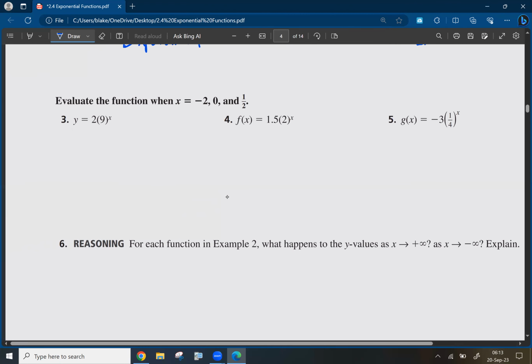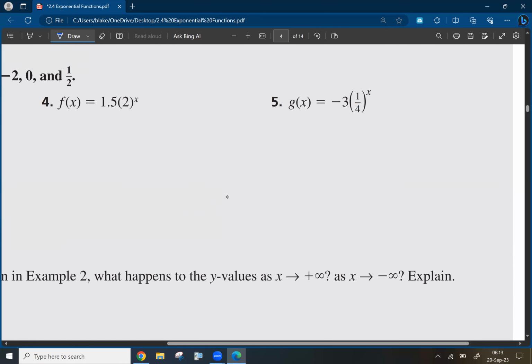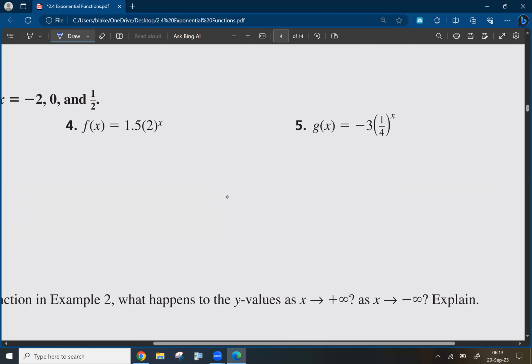Here it's just a matter of plugging them in. So we're going to plug in three numbers each time. So we're going to plug in the negative 2, 0, and 1 half. I'm going to start on the right side. These are the ones we don't typically get to in class.